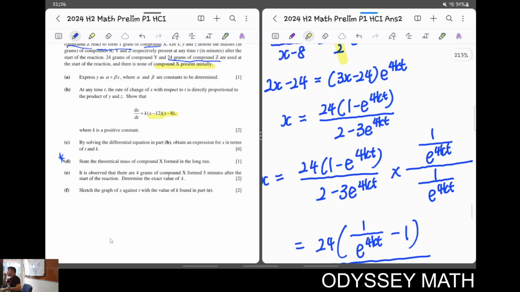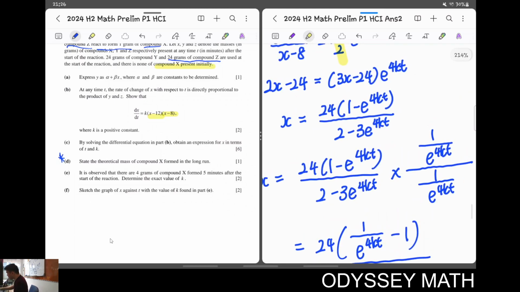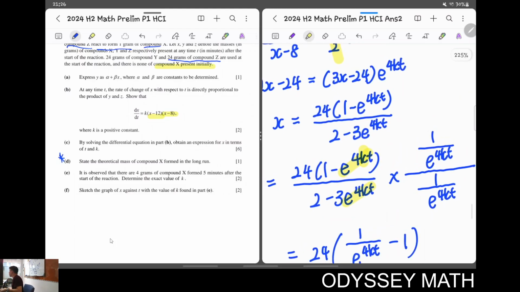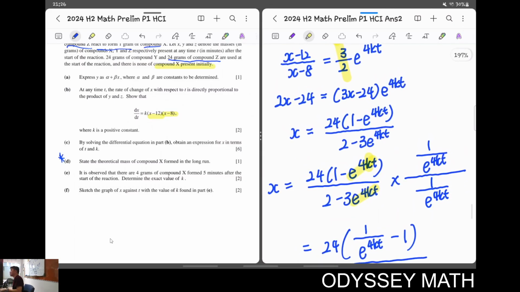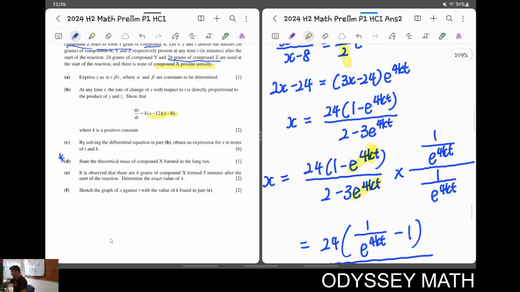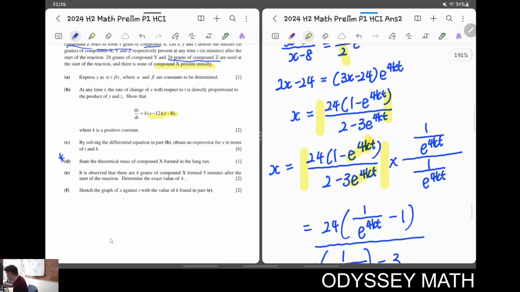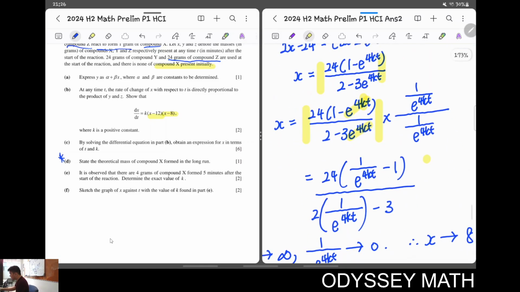So if you take a look over here, if my t tends to infinity, knowing that k is positive, this exponential expression would blow up to infinity. Then how do I know what value X will be, the theoretical mass in the long run? So what I do is, for X equals this, I purposely multiply the top and bottom, this is the pro tip, by 1 over e to the power of 4kt, understand? So then I get this expression over here. This is the pro tip.